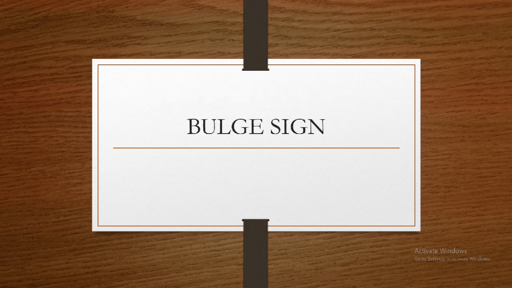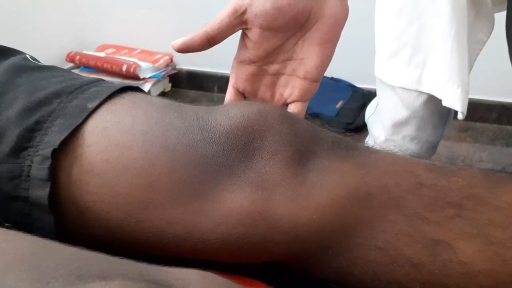Bulge sign. Gently press just medial of the patella, then move the hand in an ascending motion, then press firmly on the lateral aspect of the knee. Commonly, no fluid will be found.